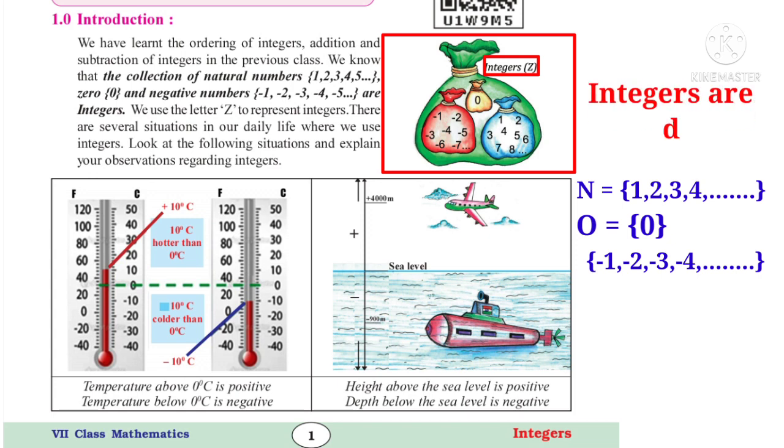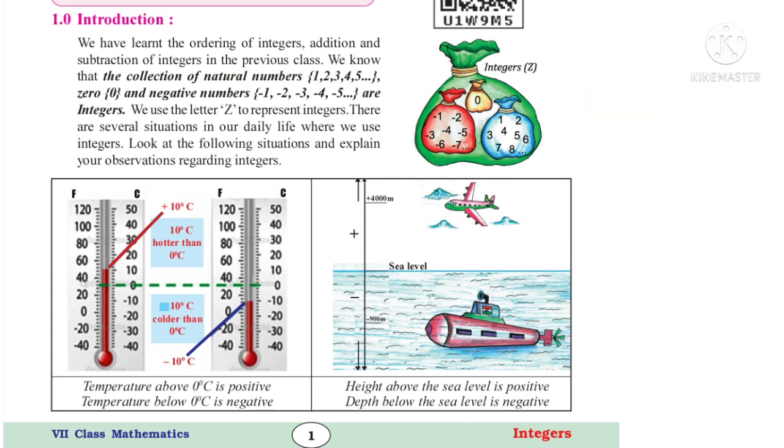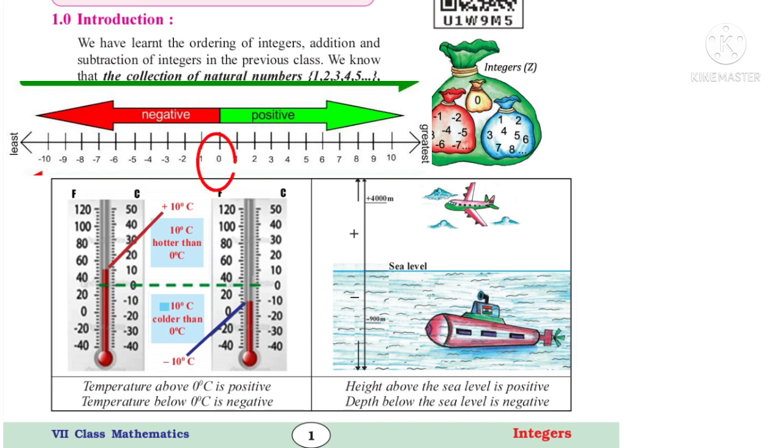Integers are generally denoted by I or Z, which is nothing but the first letter of the word integers. Integers can also be denoted with a number line. Observe the picture of the number line. In the center there is 0, and to the right side of 0 are positive numbers, that is, natural numbers. The left side of 0 are negative numbers.